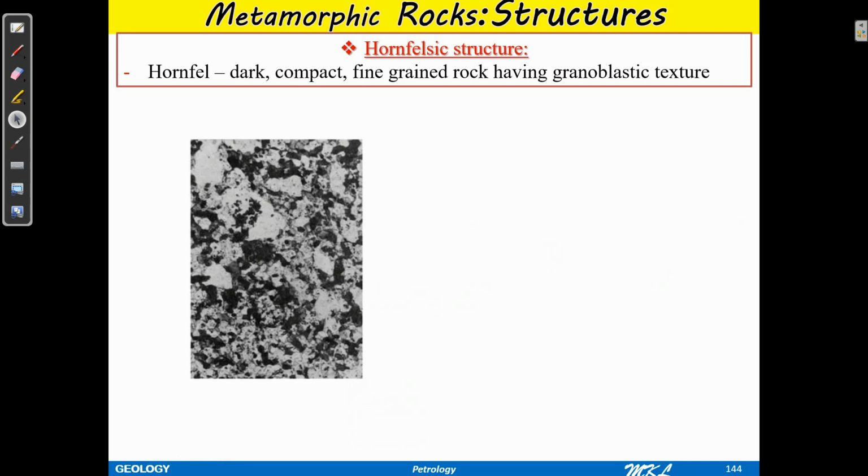Structure means, what do you understand by structure? Structure means its appearance, how the thing looks, maybe by microscopy or maybe with the naked eye. How generally they appear in nature, how they appear as a metamorphic rock. What type of structure you can see.